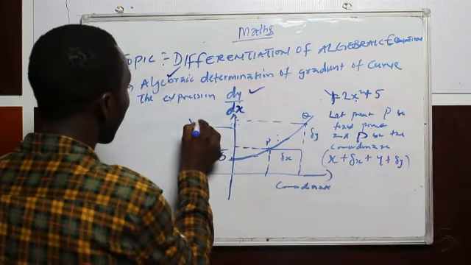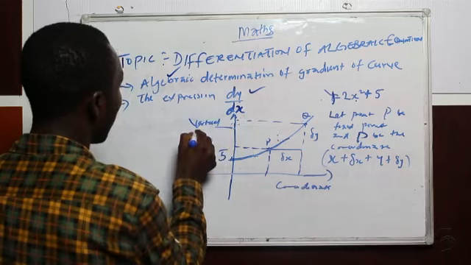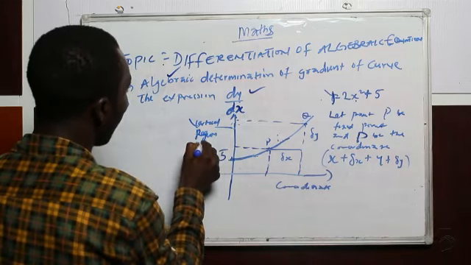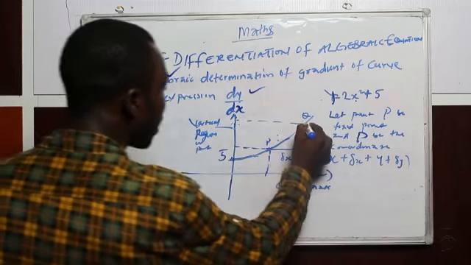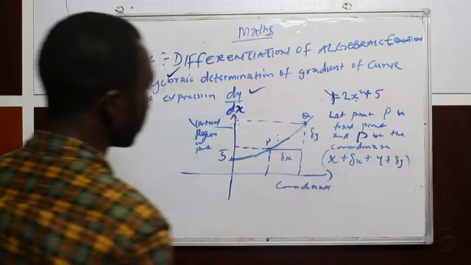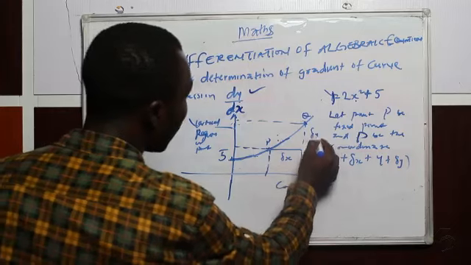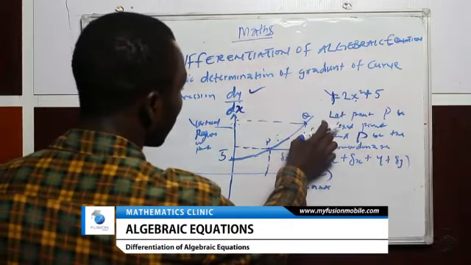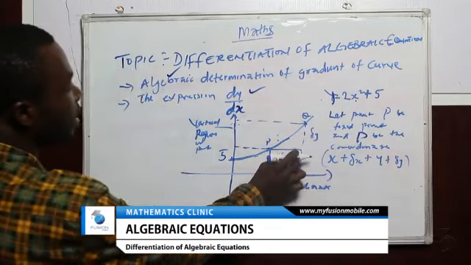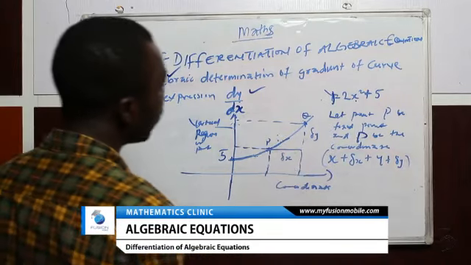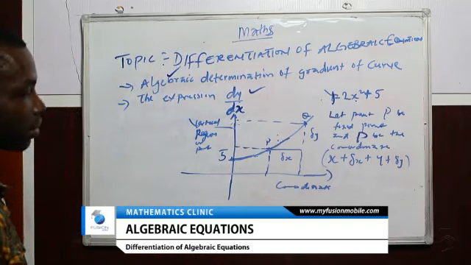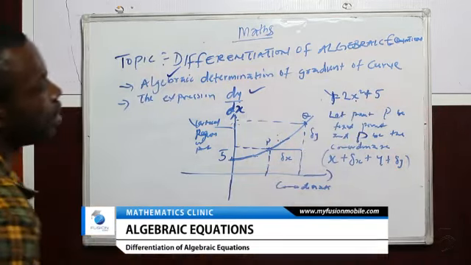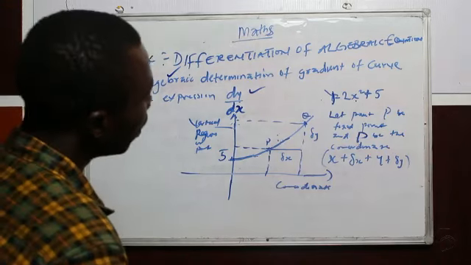This is the vertical region or point. Q here is a fixed point. The sigma y here is showing us that it's a vertical direction, while sigma x is showing us that it is a horizontal direction. Therefore, how do we differentiate this equation?